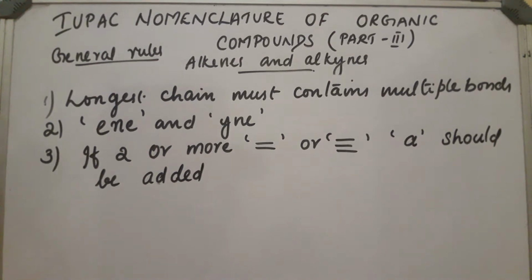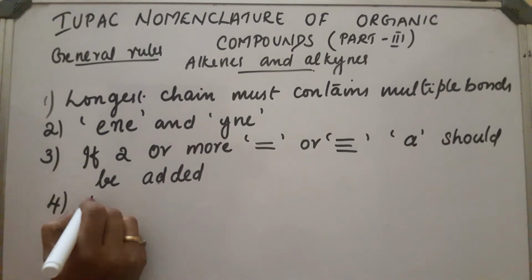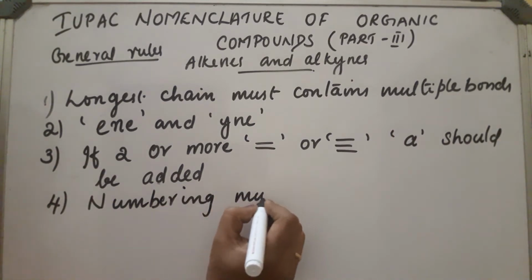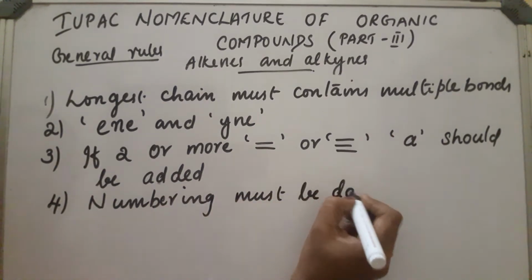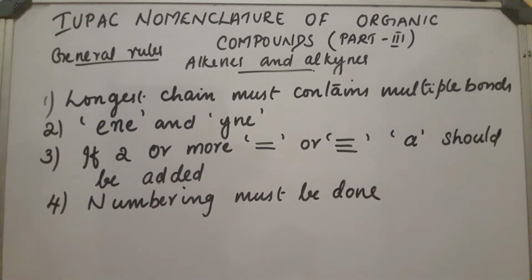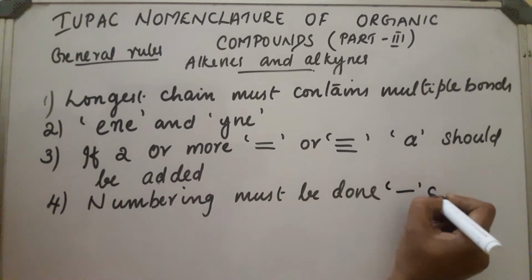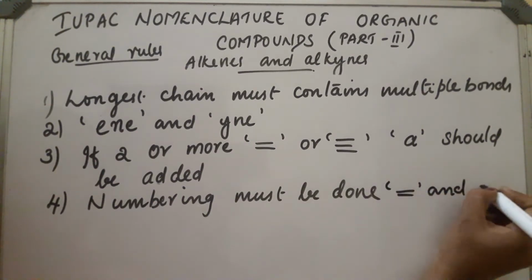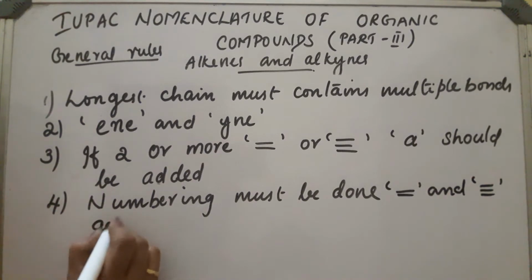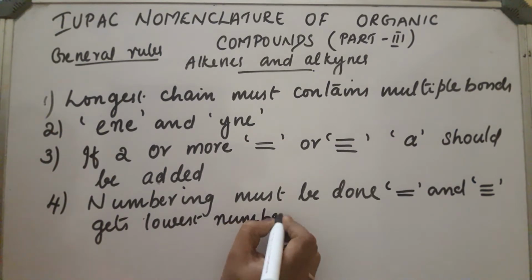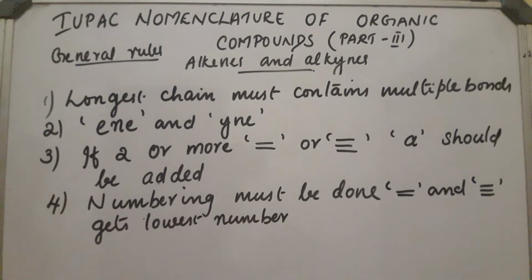And next, the numbering must be done in such a way that the double and triple bond get the lowest number. Double and triple bonds get the lowest number. Okay, so these are the rules. Let us take one example.